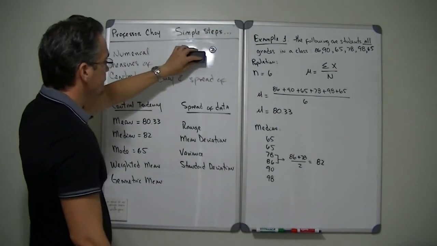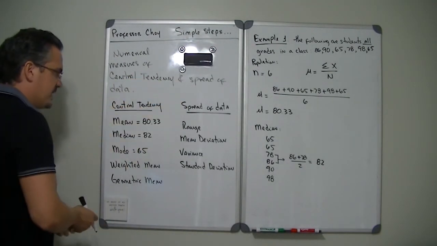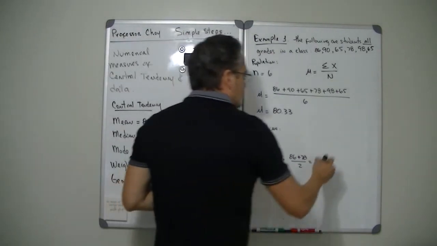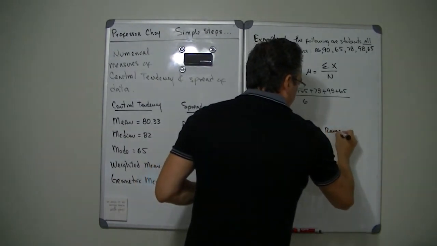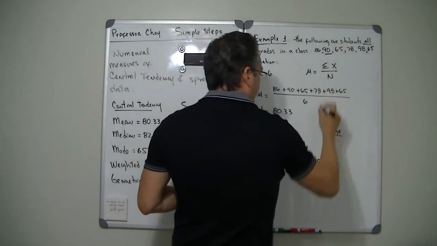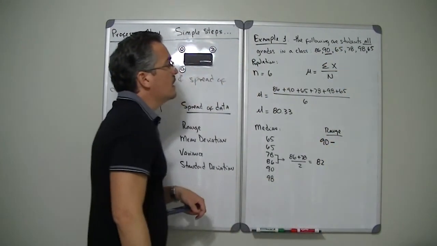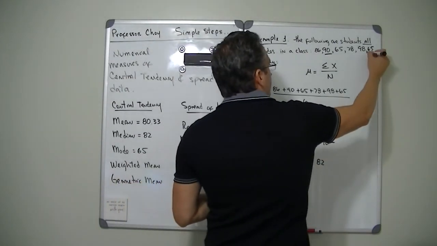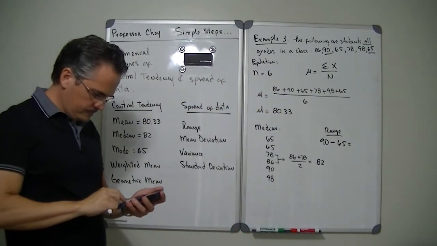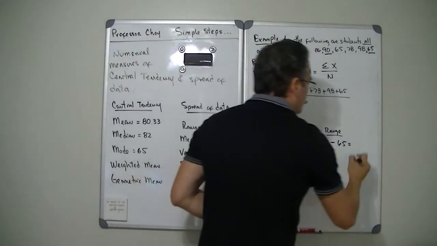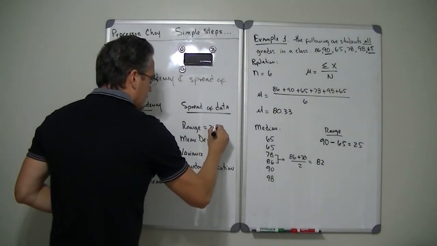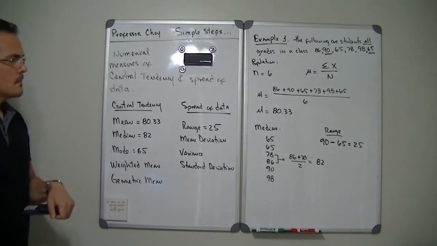Now let's do our range. Range is basically just the highest value on the data set minus the lowest value on the data set. So our range is just the highest value on the data set, which in this case is 90, minus the lowest value on the data set, which in this case is 65. And that is 25. So that is our range. All right.